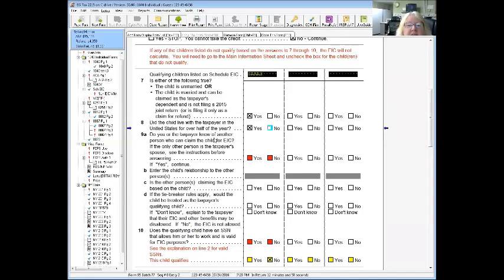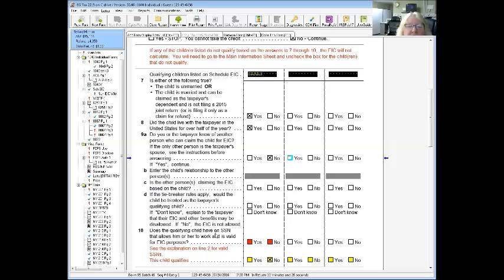Do you or the taxpayer know of any other person who can claim the child for EIC? When it says, do you or the taxpayer, that means you, the preparer. Do you or the taxpayer know of any other person that can claim the child for EIC? And then you ask them, can anyone else claim this child for EIC? Nope.